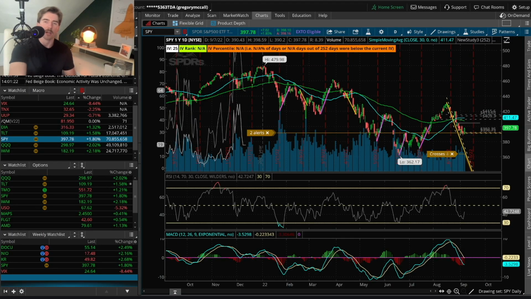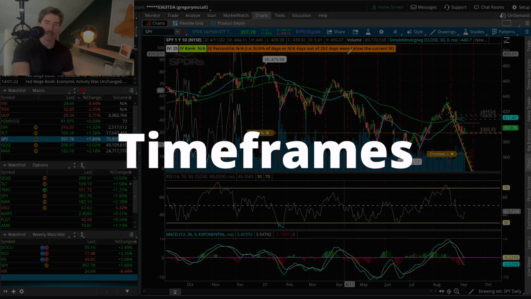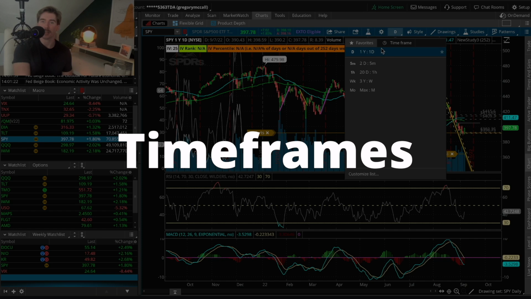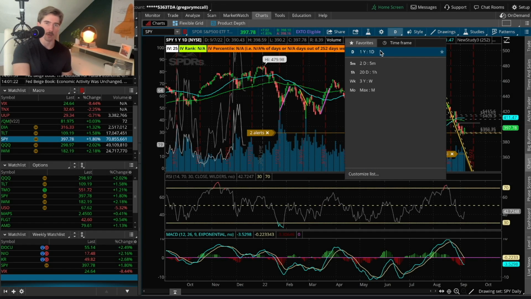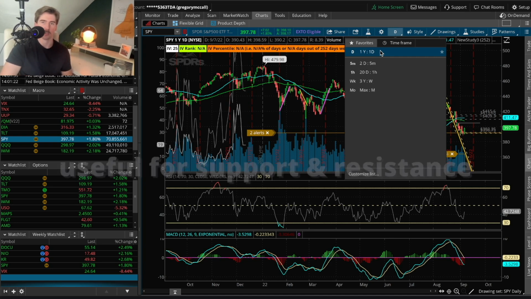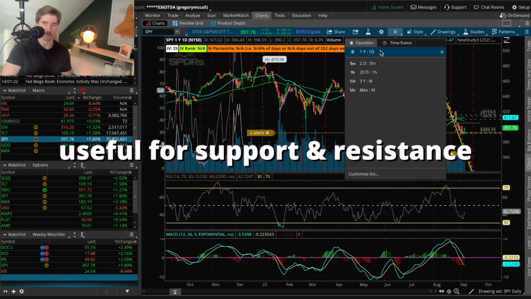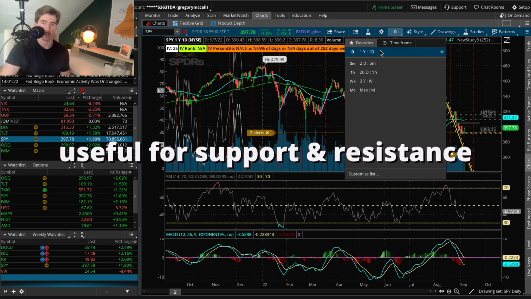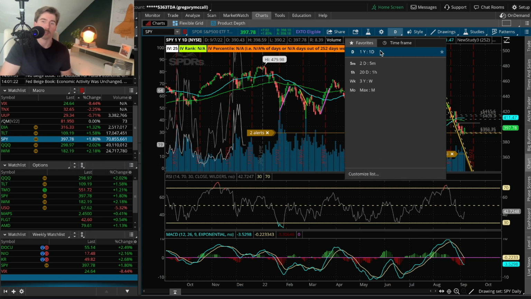And the first thing I want to cover for technical analysis is the time frames that I use. The first one that I like to use is the 1 year 1 day chart, which is the one that I'm on right now for SPY. I typically use the 1 year 1 day chart to draw up support and resistance levels, because this is by far the most common chart amongst traders. So this is really important in determining different price levels where a stock could pivot.